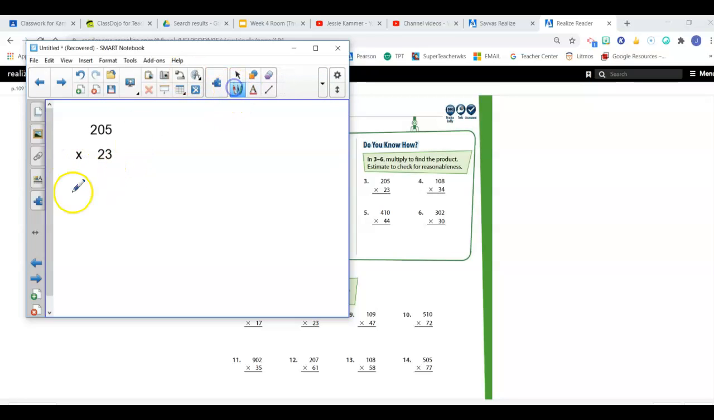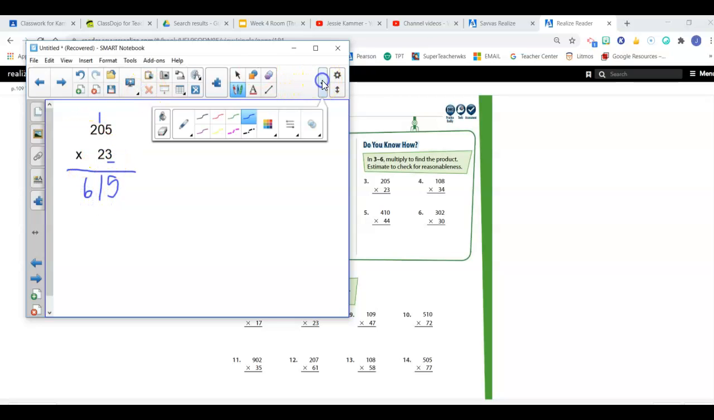All right, to go through this, I'm going to go ahead with my blue first, and my ones column. 5 times 3 is 15. Carry my 1. 3 times 0 is 0, plus 1 is 1. 3 times 2 is 6. Then I'm going to put my place filler, which is a 0.